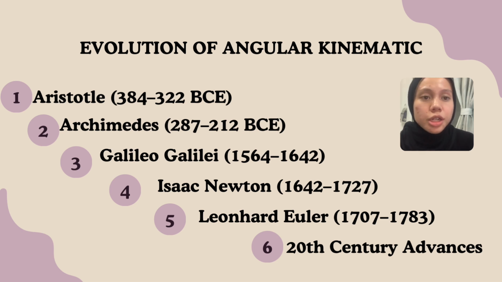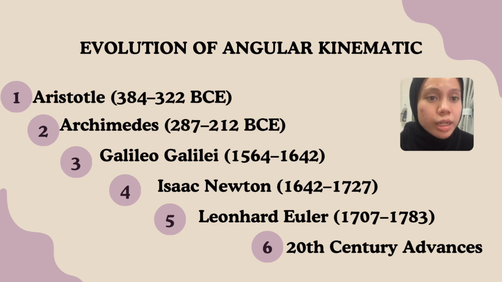For the evolution of angular kinematics, as we can see, it begins with Aristotle and the last is the 20th century advances. First is Aristotle, from 384 until 322 BCE, who first explored motion, including rotation. Second, Archimedes, from 287 until 212 BCE, who studied levers and rotational balance.